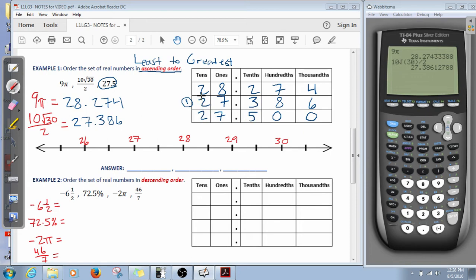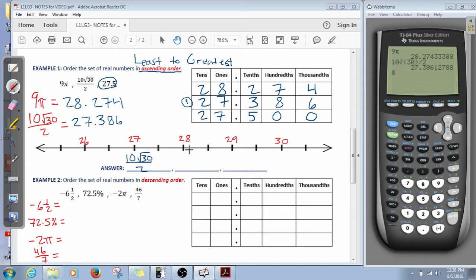I start here, the 2's are all the same, I have to go to the next one. Now I've got just these 2 that are at 7, and finally I can tell that this one's smaller because 3 is less than 5. So my first one, which one was that? 27.386. That was this: 10 times the square root of 30 over 2.